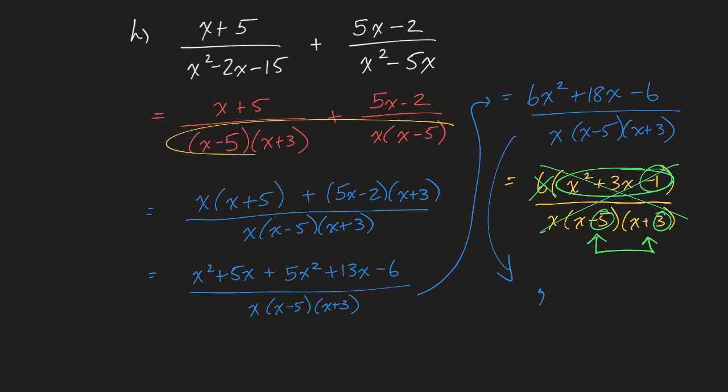This should be automatic for us. We're looking back on first factored form. And so I have that x cannot equal 5, -3, or 0.